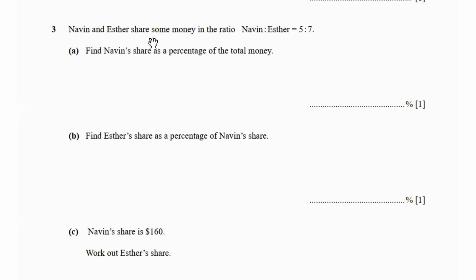Then it says that Naveen and Esther share some money in the ratio Naveen is to Esther is 5:7. Find Naveen's share as a percentage of the total money. So Naveen's share is 5 in the ratio. So 5 over total money would be 5 plus 7. So that's 5 over 12. And it says percentage. So we times the fraction by 100. So 500 divided by 12 is going to give us 41.7%.